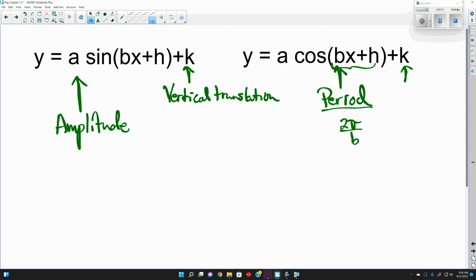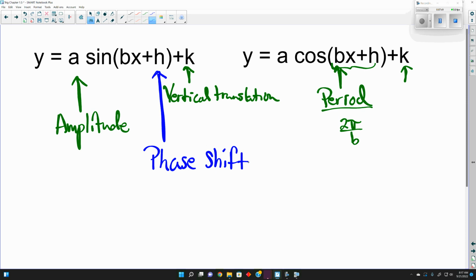And the last part is the h. Now in Algebra 2, when we talked about this, we talked about it as a horizontal translation to the left and right. For this here, we call it a phase shift, because since this is a cyclic function, it's a repeated function going to the left or to the right, going over and over and over again.